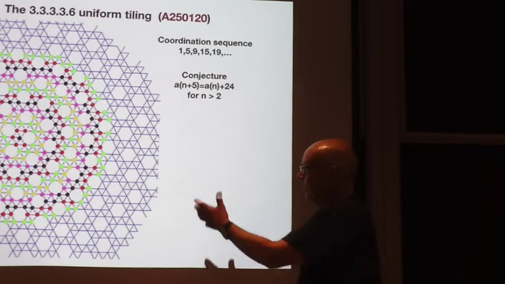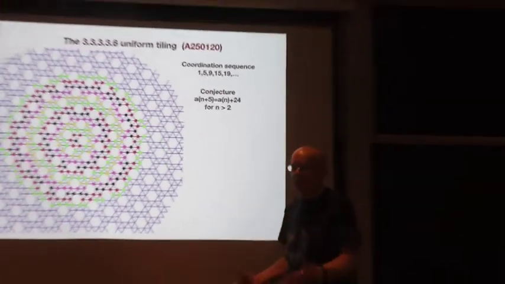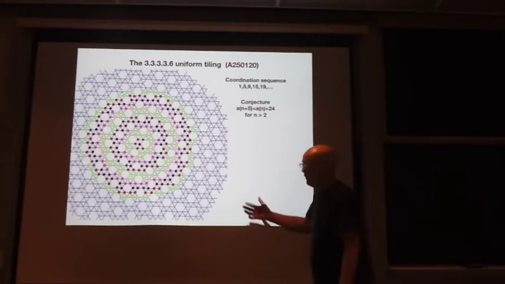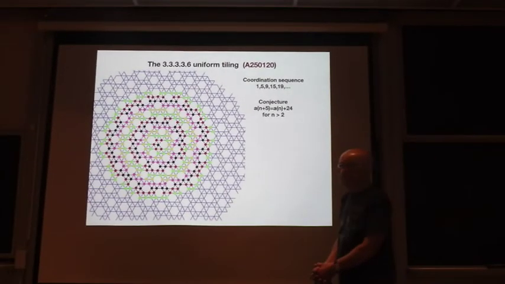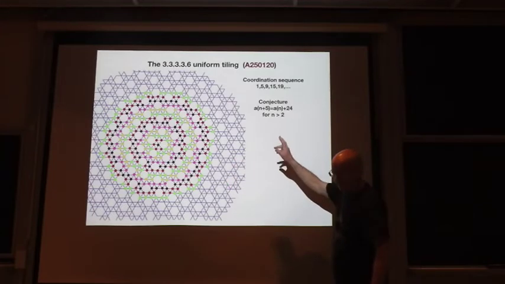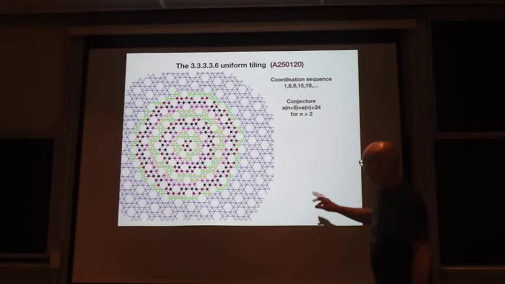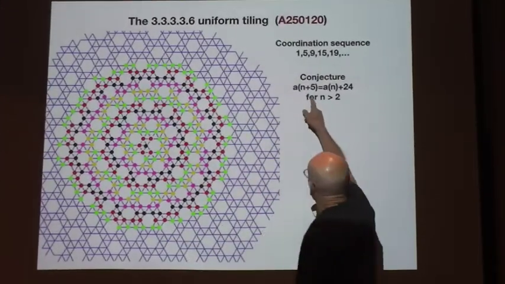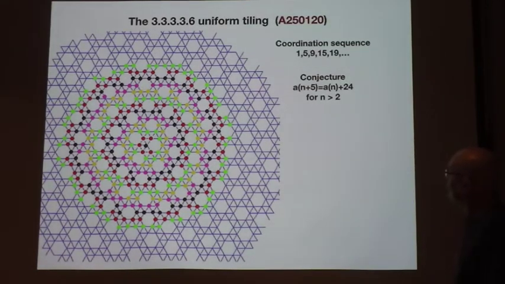And this is a very useful kind of thing. It enables you to identify structures, to find out how dense they are, and other useful properties. And so for this one, there was a conjecture, I think by Chavy, that the numbers in each shell satisfy a recurrence, that A of n plus 5 is equal to A of n plus 24. And that it was just a conjecture.